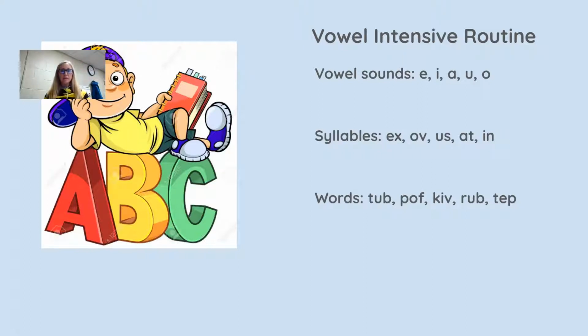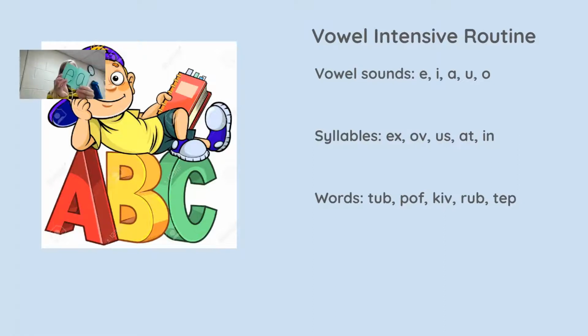Eyes on me. The word is tep. Repeat. E says eh. Eyes on me. The word is pav. Repeat. O says aw. Let's do one more. Eyes on me. The word is rub. Repeat. U says... All right, let's go ahead and pick those up.